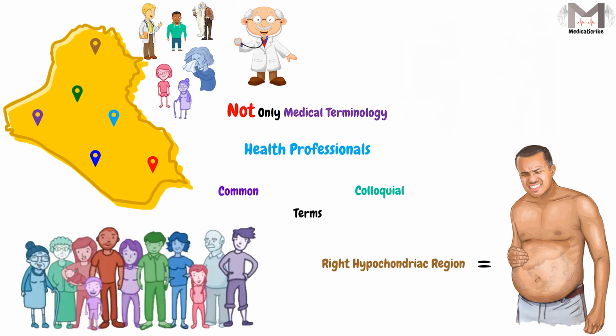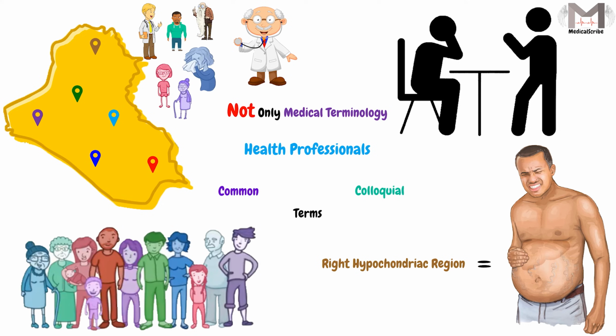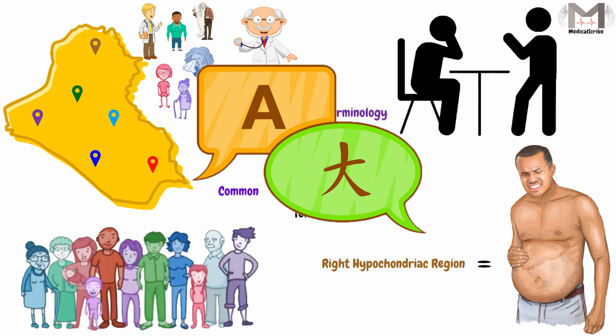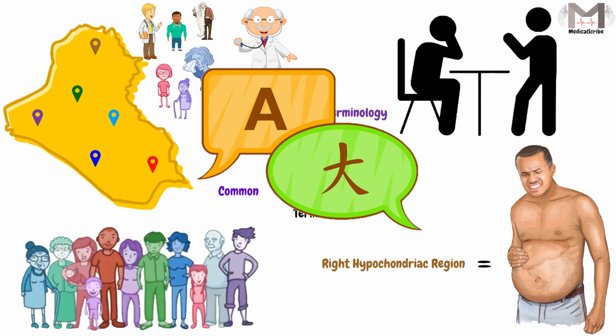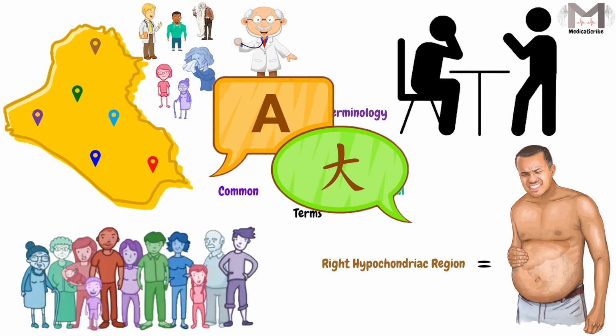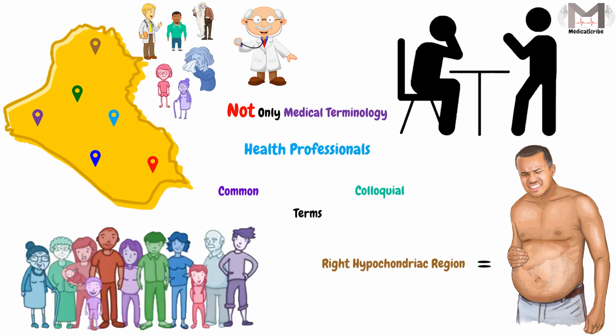And finally, we must know how to explain the medical problem to a patient by using terms that people understand, not our scientific terms. That means translating our scientific language to the people's language that they understand. So these are the important things that we have to keep in mind when we learn the anatomical terminology. And that's it.